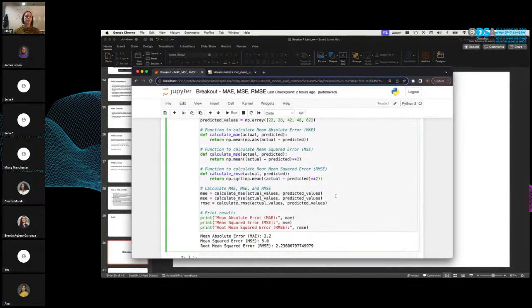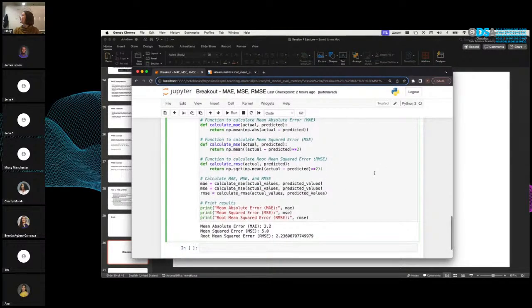You can also use sklearn too. That's fine. Awesome.